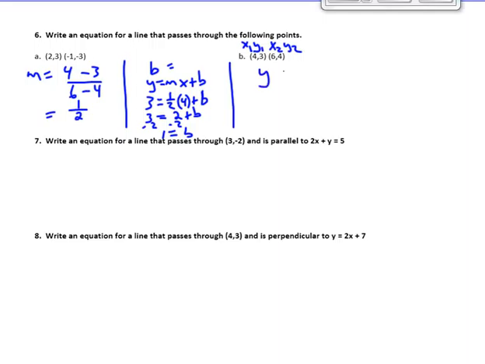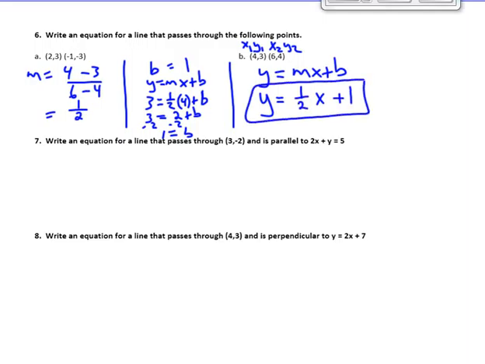So then the last part is just to write the equation. I've got y equals mx plus b. I want to leave the y and the x the same because that's the most general equation, but the equation has a slope of 1/2 and goes through a y-intercept of 1.